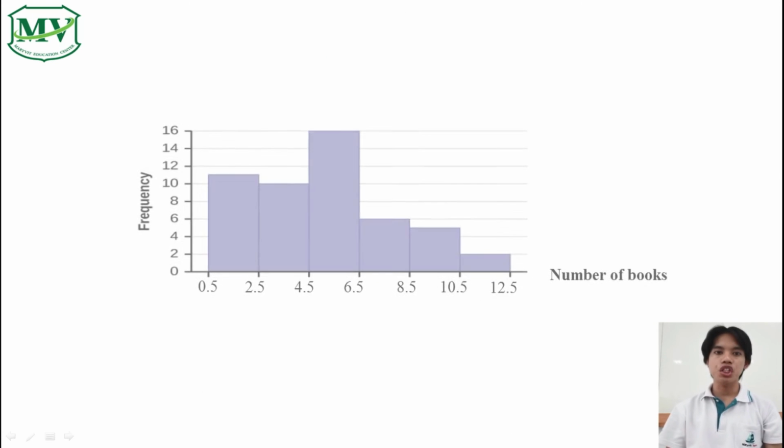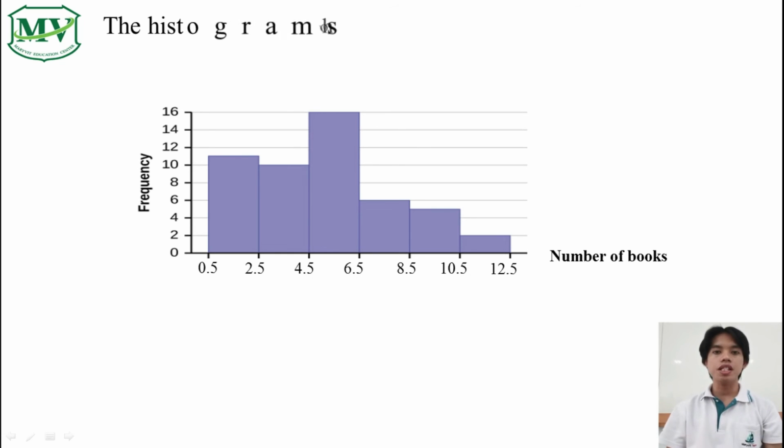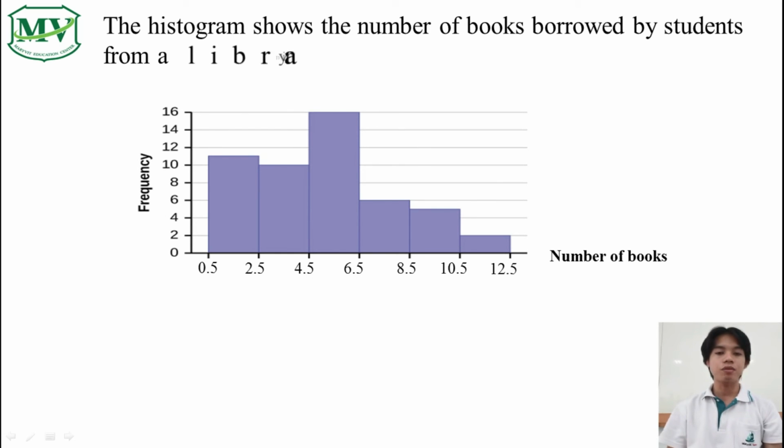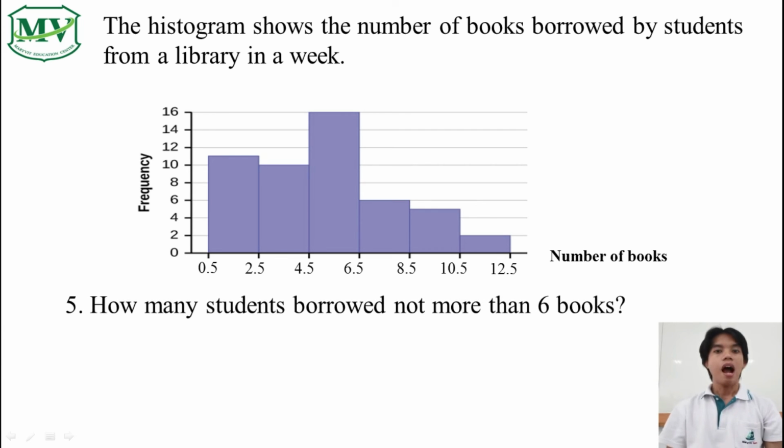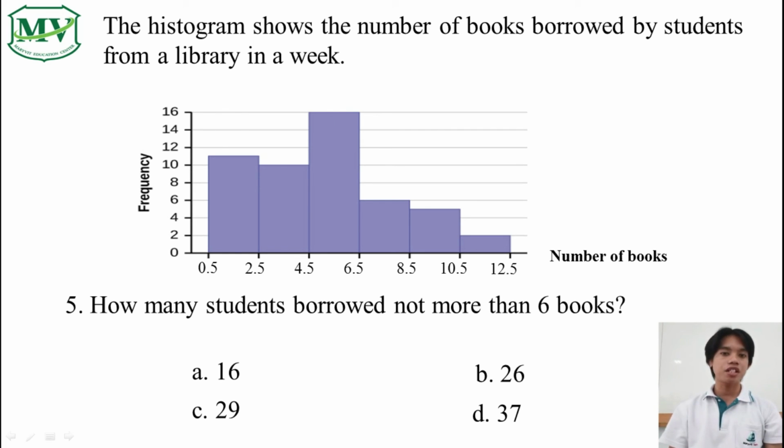The last problem shows a histogram which shows the number of books borrowed by students from a library in a week. How many students borrowed not more than 6 books? Before we answer, let's understand first the histogram. The frequency represents the number of students that borrowed books. The number below represents the class intervals of the number of books that were borrowed.